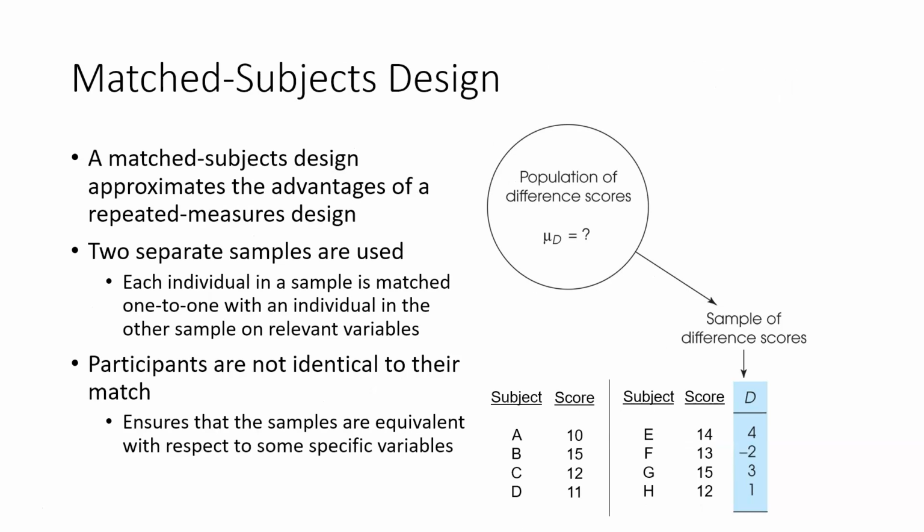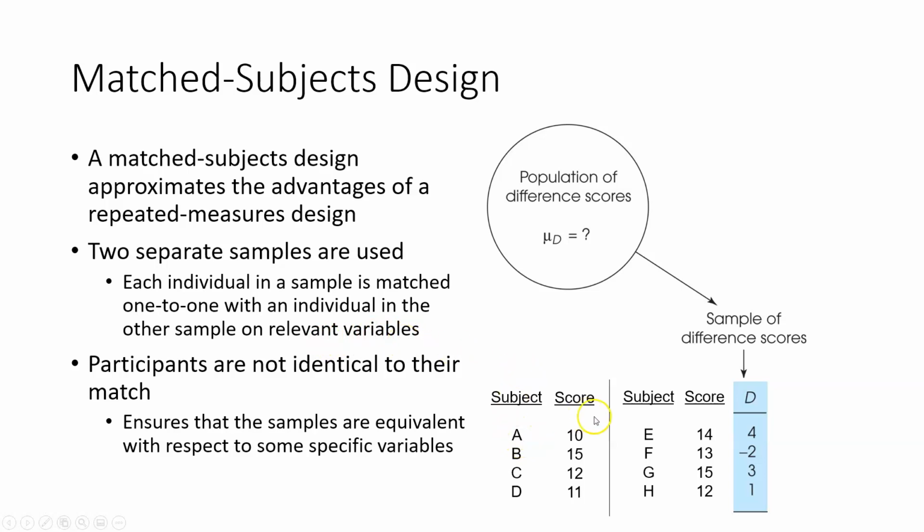However, we can do what's called a matched subjects design, where we actually do use two different groups of people, but we pretend like they're the same person. Now, I know that sounds a little bit like cheating, but a matched subjects design approximates the advantages of a repeated measures design, where we're pretending that the individuals in a sample are actually the same people because we've matched them one-to-one with an individual in the other group, in the other sample, on relevant variables.